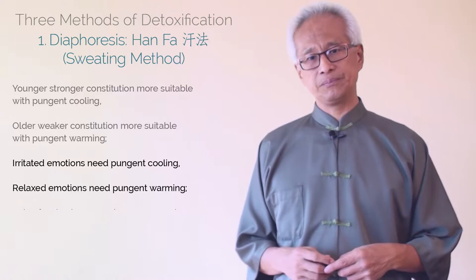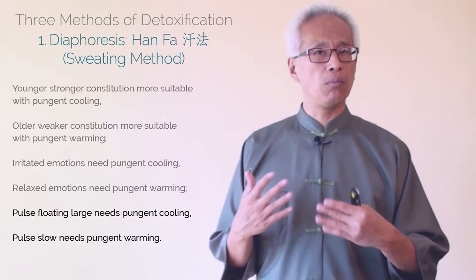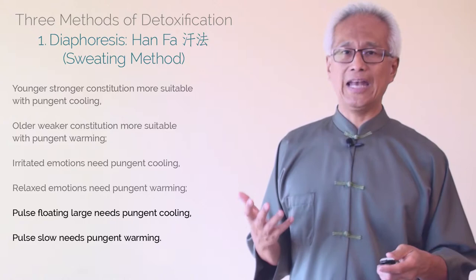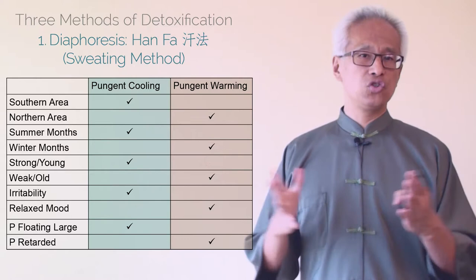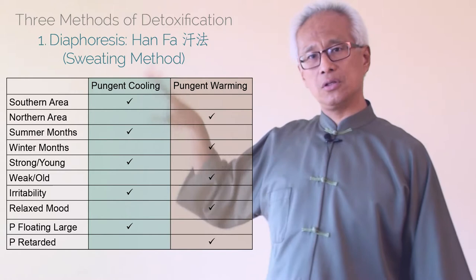Then he talked about pulse. If the pulse is floating and large, then we need more pungent and cooling. If the pulse is slow, then we need more pungent and warming. So, you know, this is a very good differentiation. And for people who are looking at the slide, I included a table for you to look at. That table is basically what we just talked about.